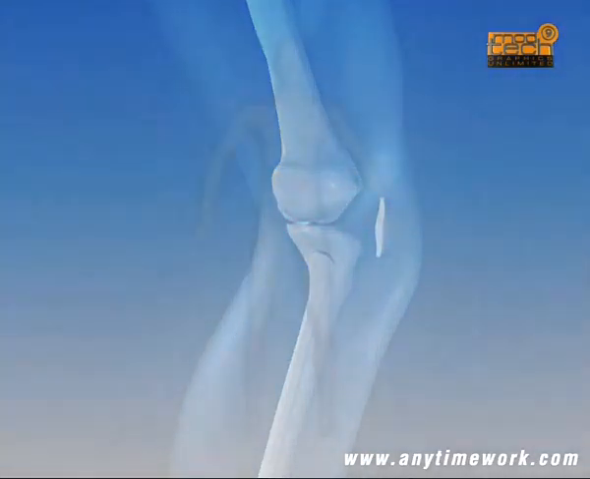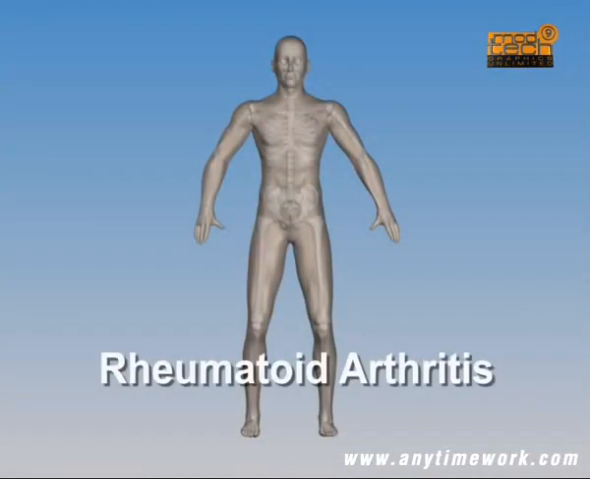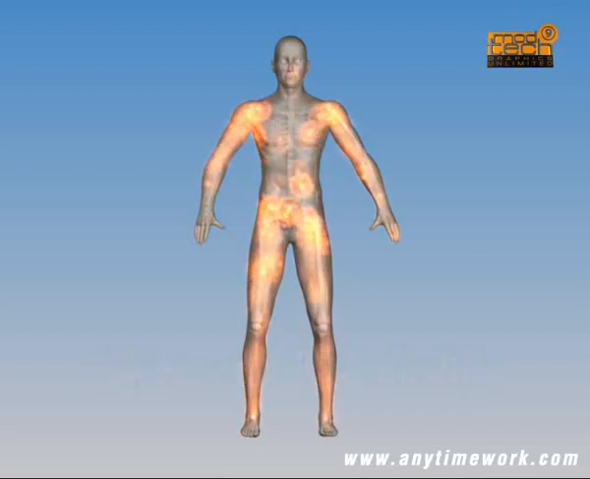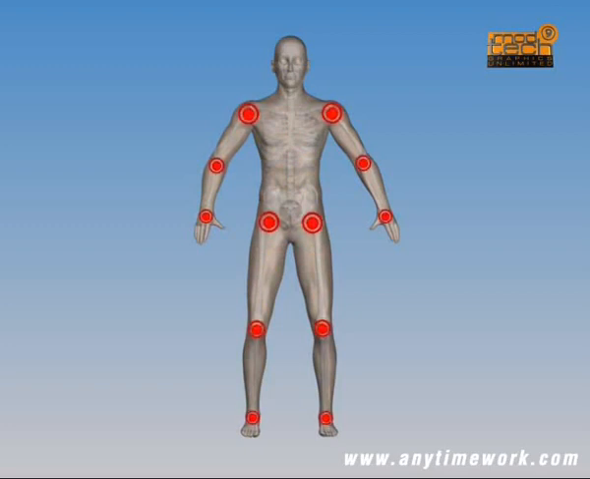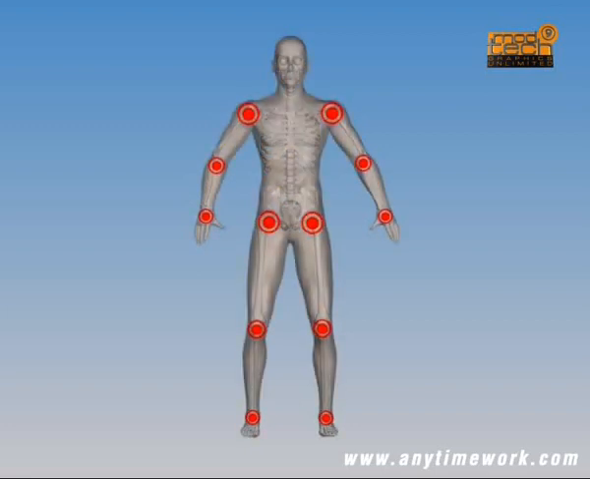Another common type of arthritis that can affect the knees is rheumatoid arthritis. This is caused by dysfunction of the immune system. Abnormal antibodies are produced that get deposited in the lining tissue of the joints, causing chronic inflammation and slow destruction of cartilage. All such joints may be affected by rheumatoid arthritis, and both sides of the body are affected equally.